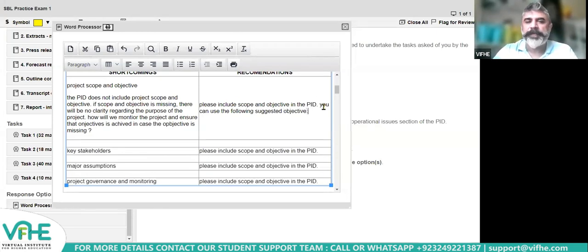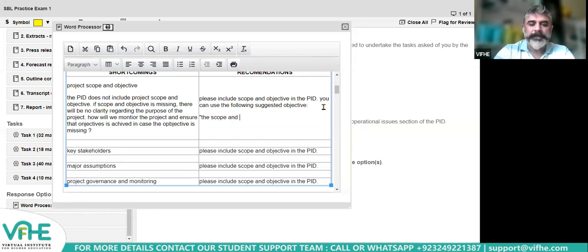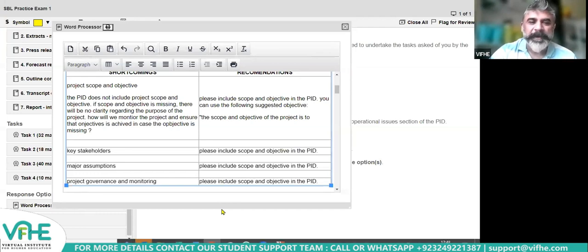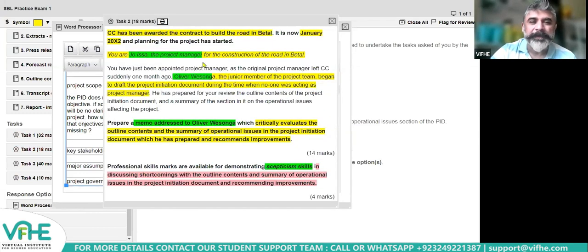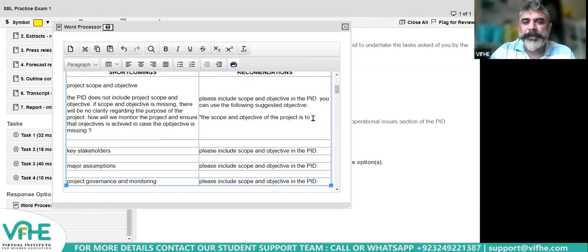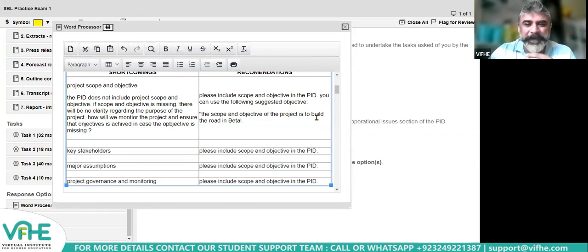Okay, let's draft an objective for him. What is the scope and objective of the project? It's provided in the requirement itself. If you read the background story, build the road in Beetle. What is the contract about? It is a contract to build the road in Beetle. You see, that is why it's important to read the background. The scope and objective of the project is to build the road in Beetle.